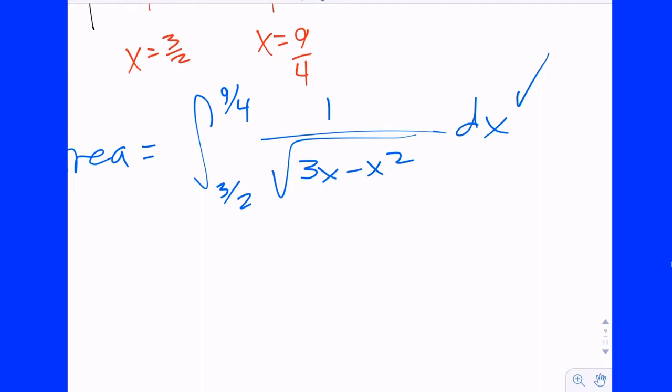Find the antiderivative. So you would gravitate towards that as your inside function. Its derivative is 3 minus 2x. Are we only off by a constant? No, we're off by a lot. So it's not going to be a power rule.